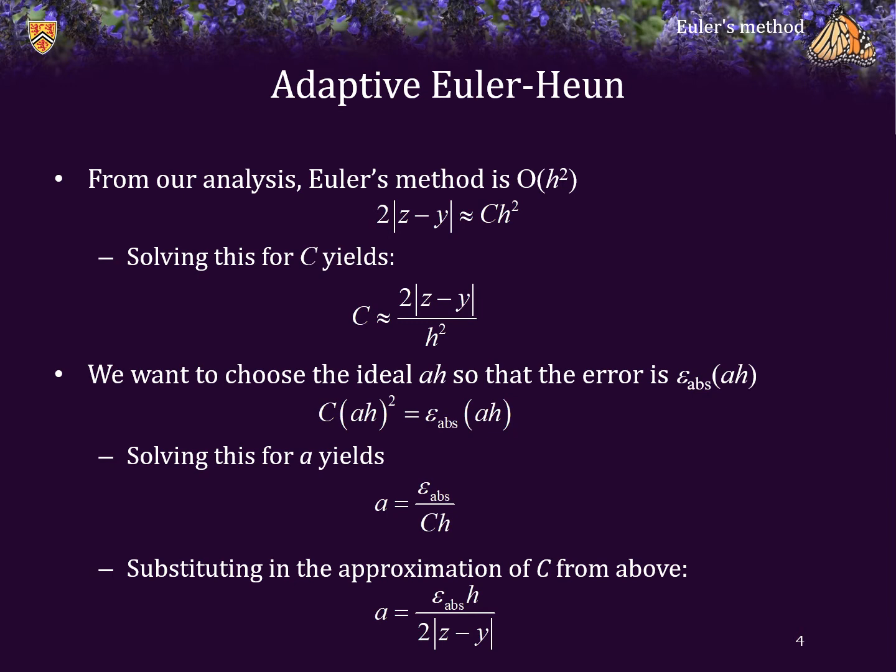Now, if a is less than 1, then we should have actually been using a smaller step size. So we'll have to recalculate because our error is too large. However, if a is greater than 1, then we were using too small a step size, and therefore this suggests that we should be using a larger step size with the next step.